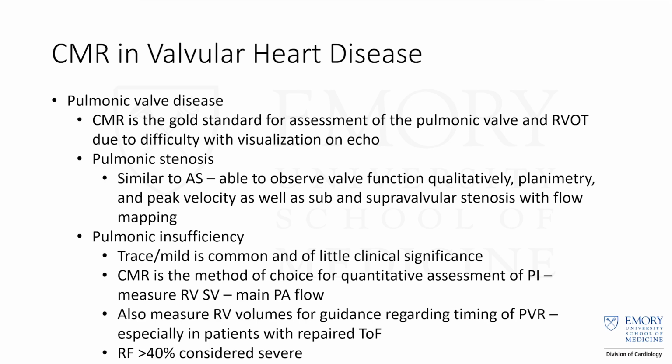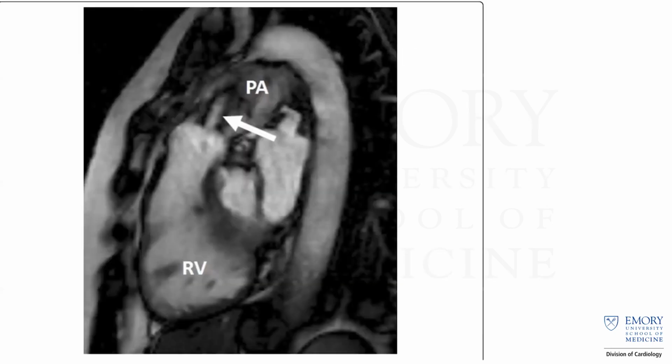PI, this is very helpful for assessment of PI. You can measure your regurgitant fraction with this, and you can also get the RV volumes, which are the big things which drive the need for replacement of your pulmonic valve, especially in these patients that have repaired TETs. A lot of times they'll have pulmonic insufficiency. And so you follow them serially over time, follow their RV dilation and volumes very closely, and you can tell small changes in that and when the patient is going to need their valve replaced. If you have a regurgitant fraction of greater than 40%, that's considered severe in pulmonic insufficiency.